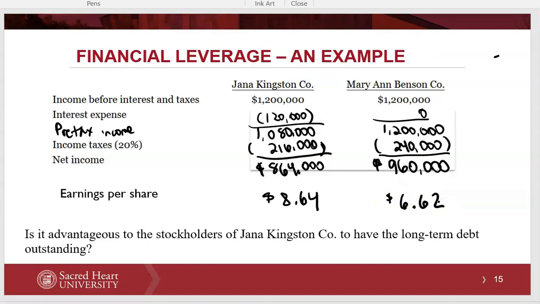gives Marianne Benson Company earnings per share of $6.62. So from an earnings per share perspective, is it advantageous to the stockholders of Jana Kingston Company to have the long-term debt? Absolutely. It avoided that dilution of having more shares outstanding. And in addition to seeing this interest expense of 120,000, we have to look at that on an after-tax basis and say, well, we reduced our pre-tax income, therefore reducing tax expense. So the after-tax cost is really the 120,000 times 80%.